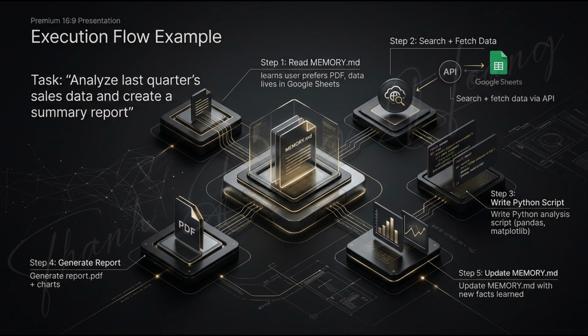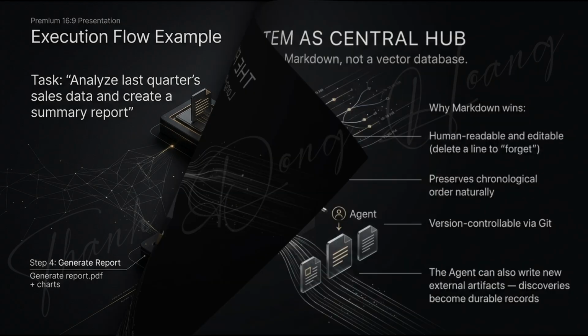Walk through a realistic flow: analyze last quarter's sales data, and create a summary report. The agent starts by reading its memory file, discovers the user's preferences and data source, pulls the data, writes and runs an analysis script, produces the report, and writes back what it learned so it doesn't have to ask again next time. Notice, the file system touches every step. It's the hub of the whole operation.